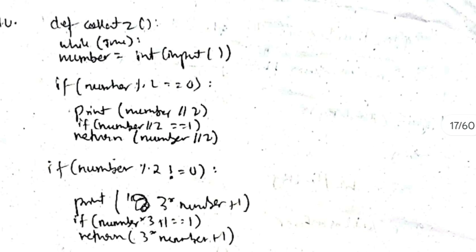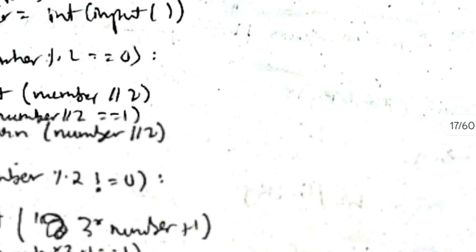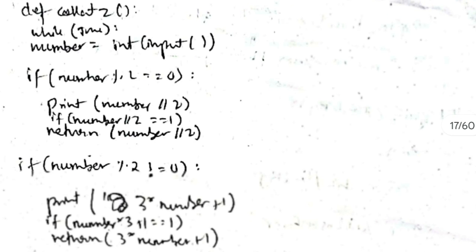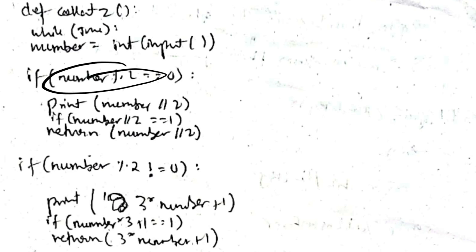That answer I have not written because you just have to write a Python program to check if the number is even or odd. This is the same thing, just check the modulus value of that number divided by 2. If it's 0 it's even, if it's not 0 it's odd.